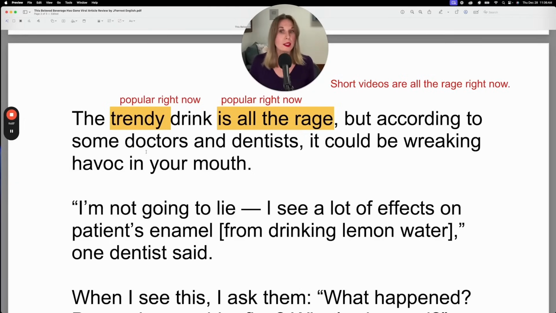But according to some doctors and dentists, it could be wreaking havoc in your mouth. When something wreaks havoc, it means it causes a lot of problems and it sounds very strong. So causes severe problems. Now notice the pronunciation of wreak. Reek. There's no W, it's silent. So it starts on an R, and then the vowel is E, reek. Wreaking havoc, because it's conjugated in the present continuous because it's happening right now. And remember, this simply means causing severe problems.